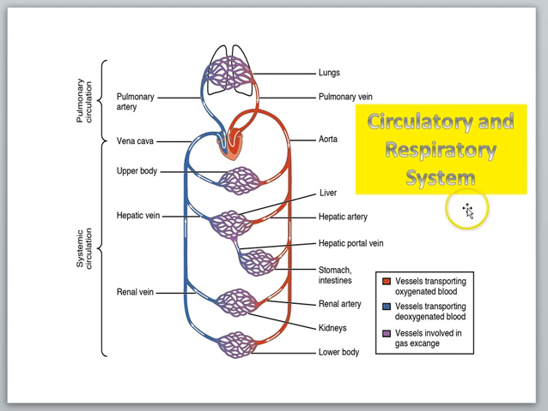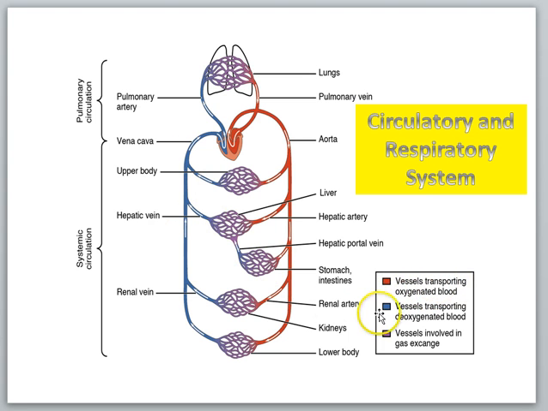In this system, we'll look at a brief overview of the circulatory and respiratory system. This diagram has a lot of information here. Notice the key down here. We have the red parts of the system. These are blood vessels transporting blood that has a high level of oxygen, so it's called oxygenated blood.